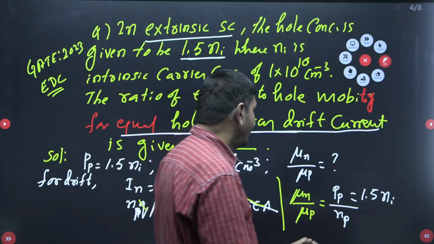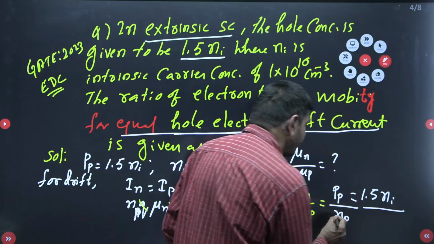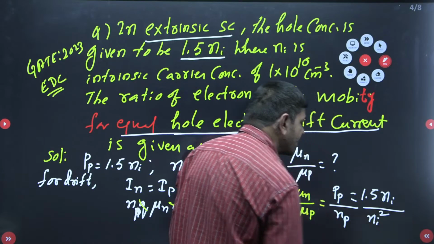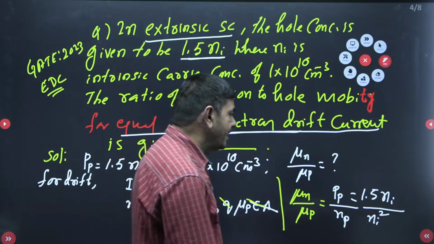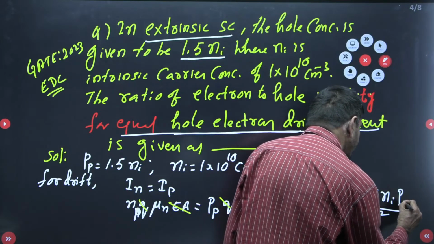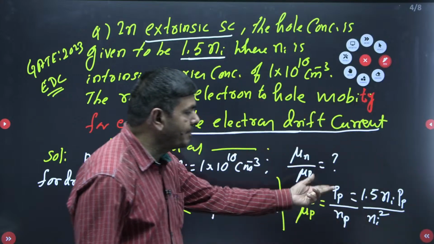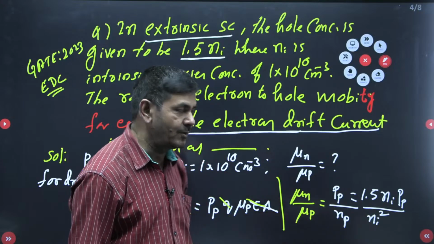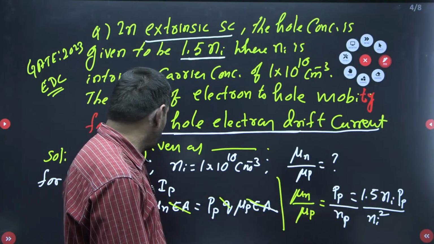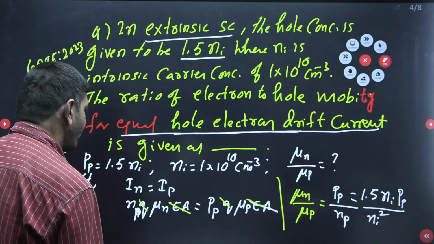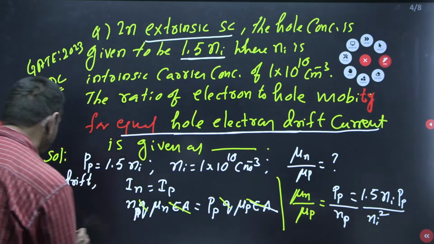According to the mass action law, the concentration of the electrons is n_i squared by p, that is n_i squared by p_p: the square of the intrinsic concentration by the holes concentration. But p_p we got already, 1.5 into n_i. I will substitute it there, and this value I will write on the next page.